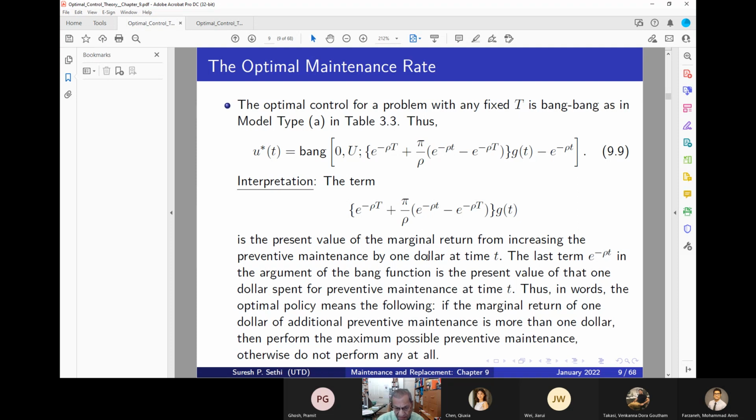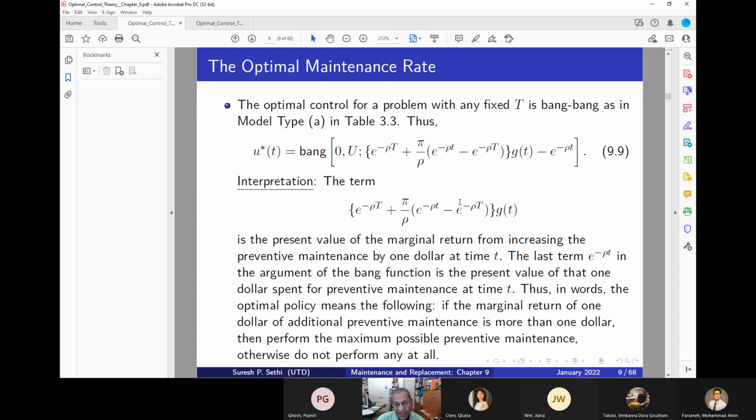Once again, remember when you do marginal analysis, we say it's $1, but usually it's per dollar. So usually it's epsilon dollar, epsilon going to 0. Is that how you do marginal analysis? But the language is such that we say, let's increase it by $1 at a time. So that is the outgoing cost of maintenance. If the marginal return of $1 of additional revenue is more than $1, then perform the maximum maintenance, otherwise do not perform at all.